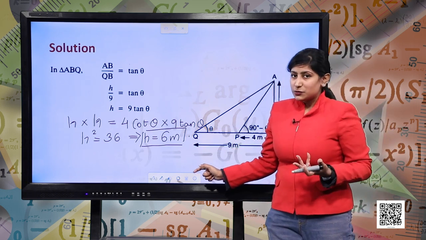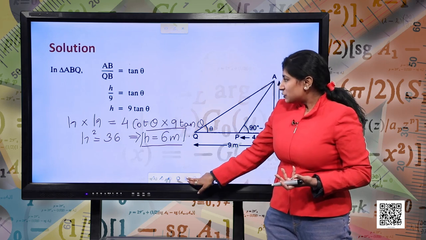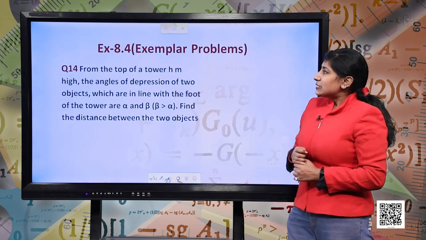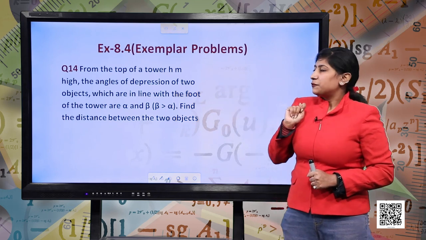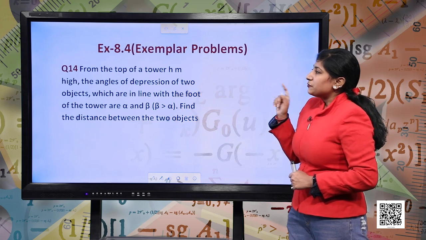So I hope you understood this question also. Let us move on to the next question. This is from your exemplar book, exemplar problem exercise 8.4. The question is question number 14.